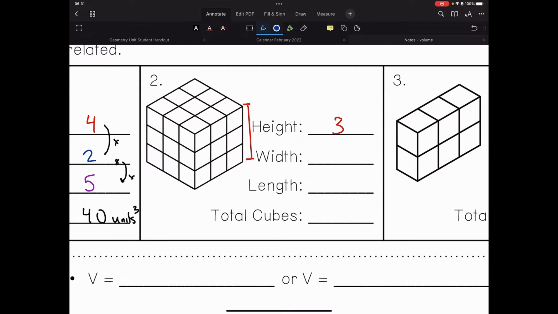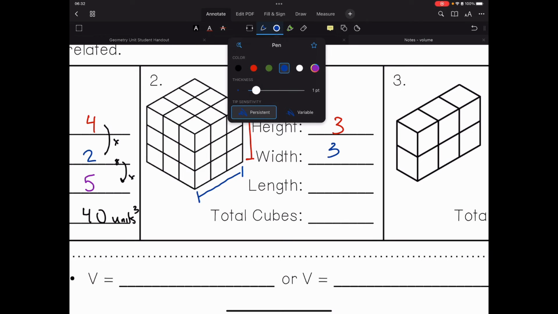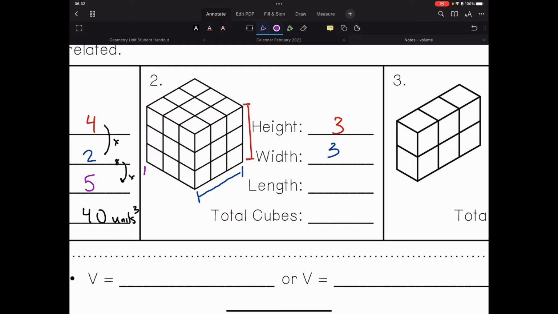The width would be from here to here, and that is also 3 units. And then the length would be the third dimension of this, which would be right here. And this is also 3 units.